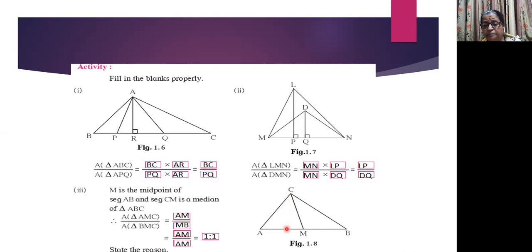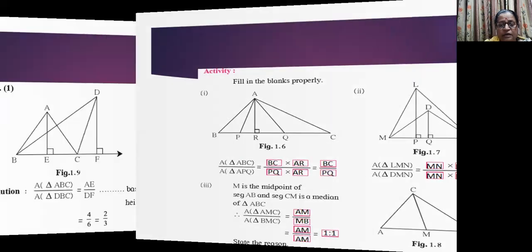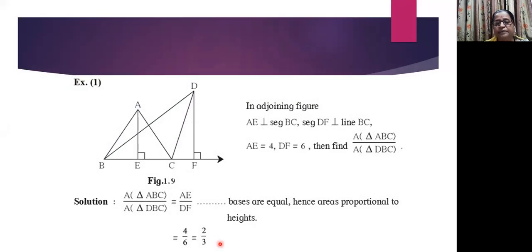If we take a perpendicular from this point, then the height will be the same, so it is according to their base. The base is also the same. AM is equal to MB. Therefore, AM divided by MB is 1:1. Then we are going to see the next example.